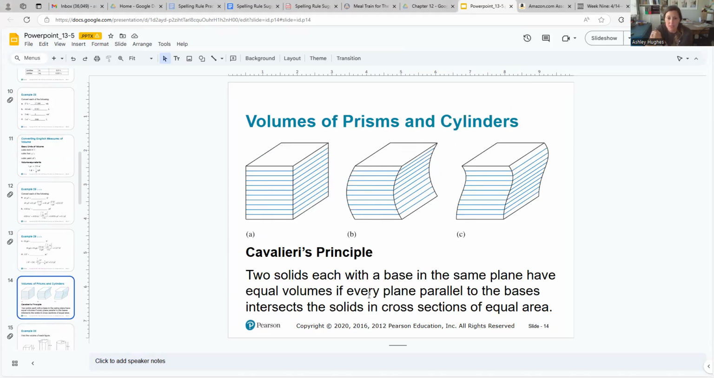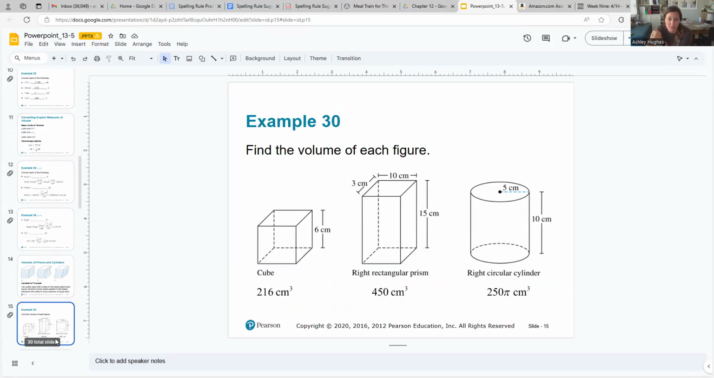Volumes of prisms and cylinders: two solids, each with a base in the same plane, have equal volumes if every plane parallel to the bases intersects the solids in cross sections of equal area. So those are illustrations of that. When we find the volume, it's length times width times height, or it's the area of the base times the height.